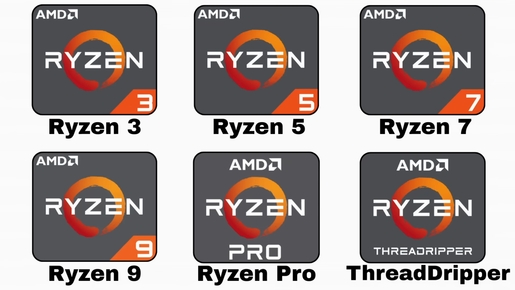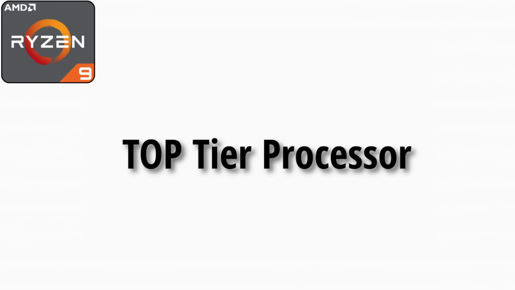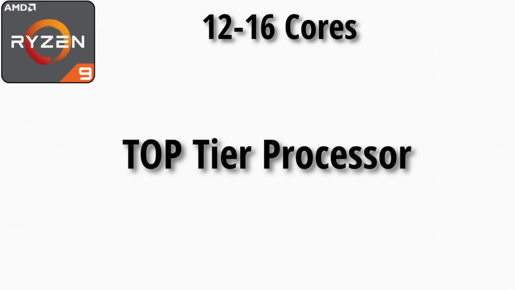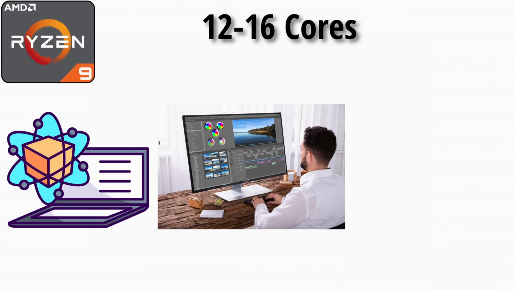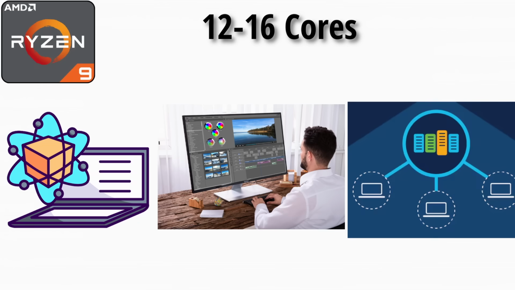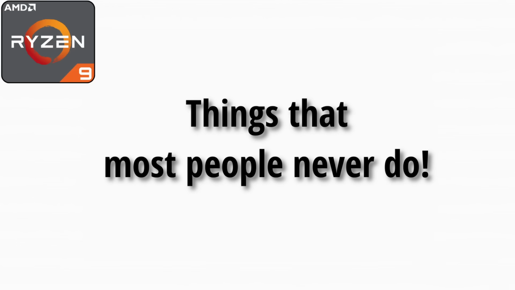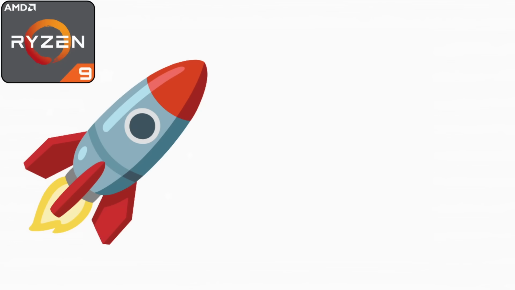And finally, the big boss, the Ryzen 9. This is the top-of-the-line processor with 12 to 16 cores, depending on the model. It's built for absolute monsters of workloads: 3D animation, scientific simulations, high-end 4K/8K editing, running multiple virtual machines, basically things most people never do. Ryzen 9 is like owning a rocket ship.